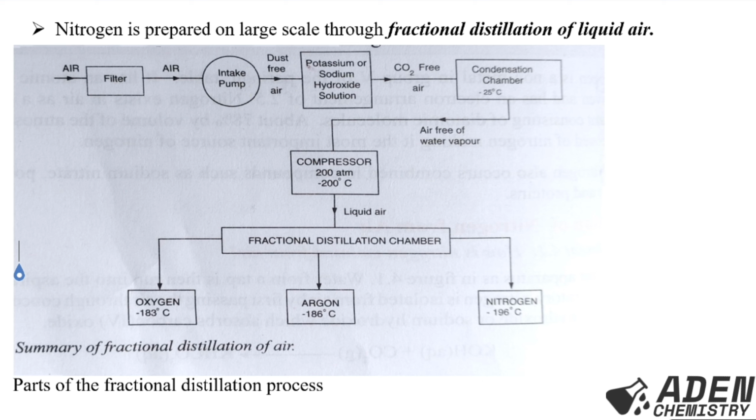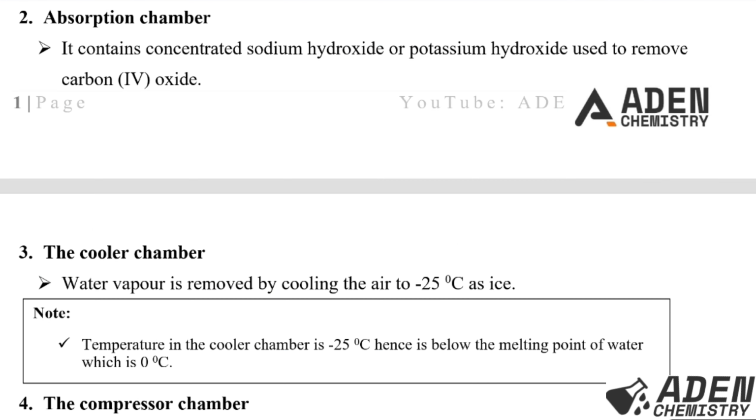We are going to go to the second chamber, and it is here. The second chamber is called the absorption chamber. It contains concentrated sodium hydroxide or potassium hydroxide, and the role of the sodium hydroxide or potassium hydroxide is to remove carbon dioxide from the air.